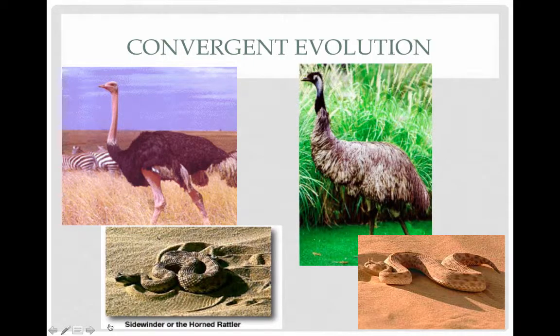Alright, here again, ostriches and emus, located in two totally different areas, similar conditions, very similar looks. And then you can see the sidewinder and the horn rattler are the same way.